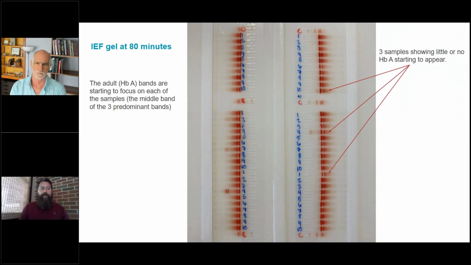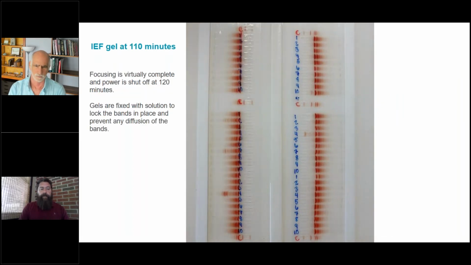After 80 minutes, the adult hemoglobin A bands are starting to focus on each of the samples, and that's the middle of the 3 predominant bands, with the fetal and the acetylated fetal on either side. So now on the right side, you can see the 3 samples here that don't show any hemoglobin A at this point. So that's a sign that a beta-thalassemia is going on, or a double heterozygous beta-thalassemia.